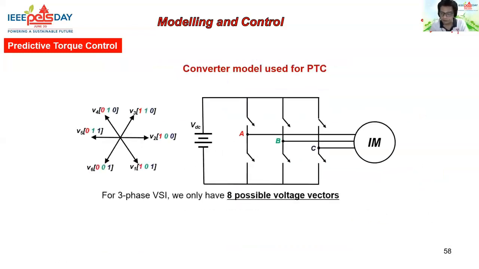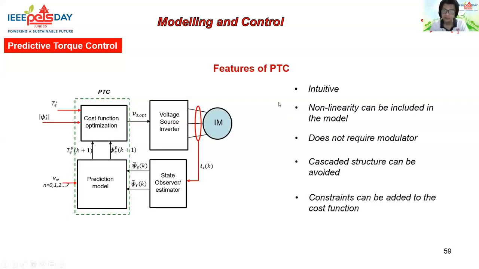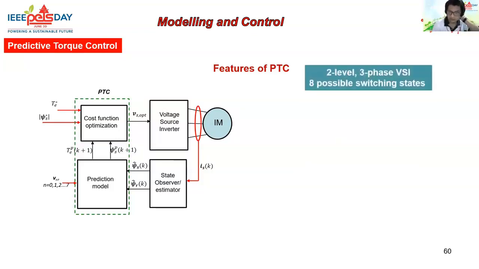So the model is basically developed using the converter directly, without any modulator. The features of PTC are very intuitive. We can incorporate nonlinear functions of the model into the PTC algorithm. It does not require a modulator, and it is also possible to remove the cascade structure of the drive systems, if we want to remove it. Another powerful feature of the PTC is that constraints can be added to the cost function. Let us look at how this works.